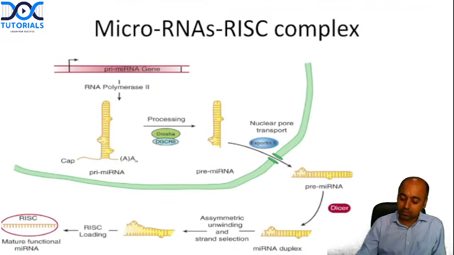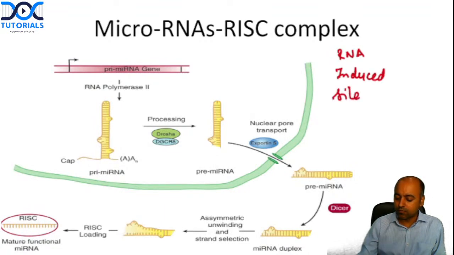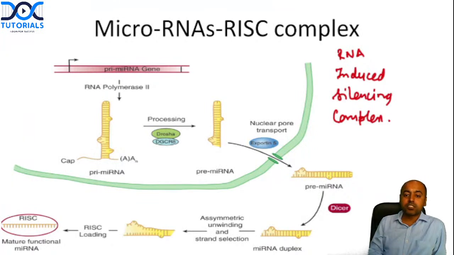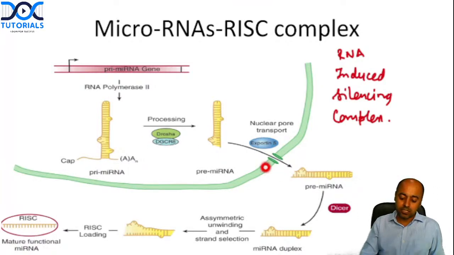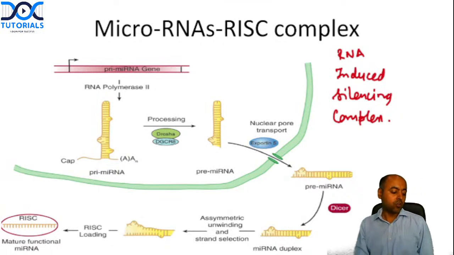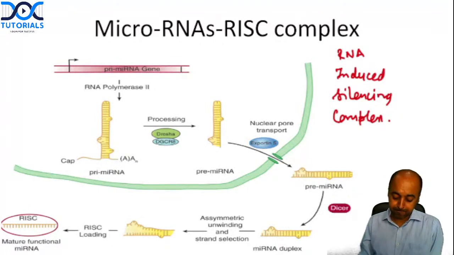RISC stands for RNA induced silencing complex. So as you can see, Drosha, DGCR8 or Pasha, and Dicer, these are involved in the formation of the RISC.